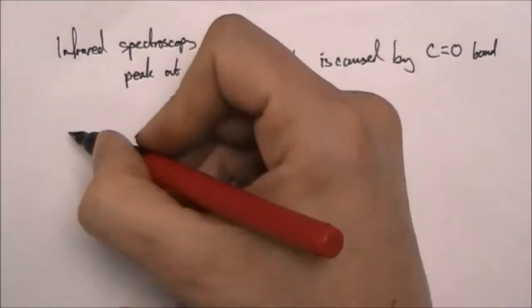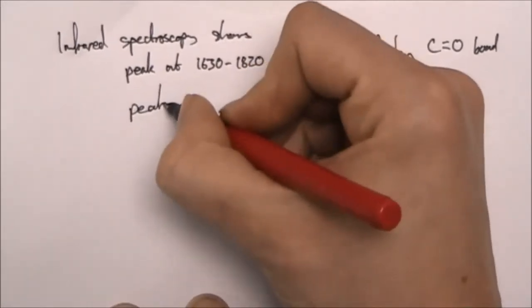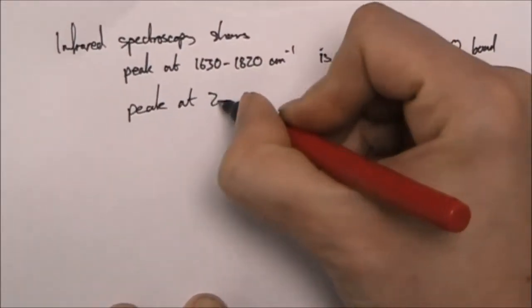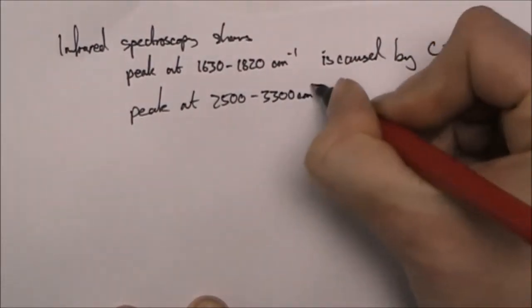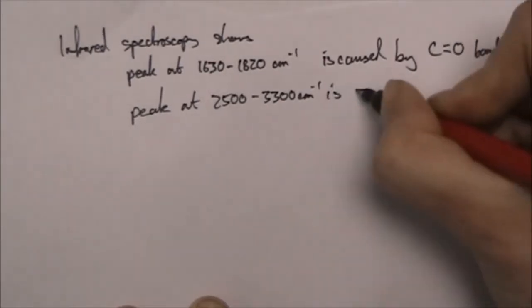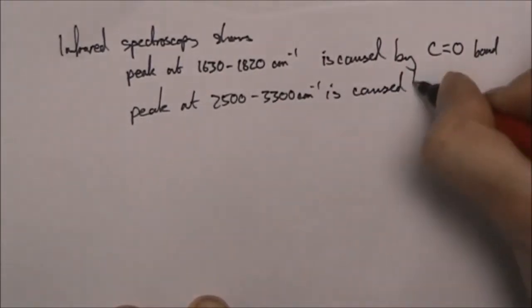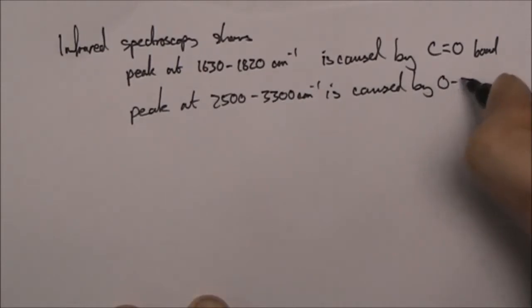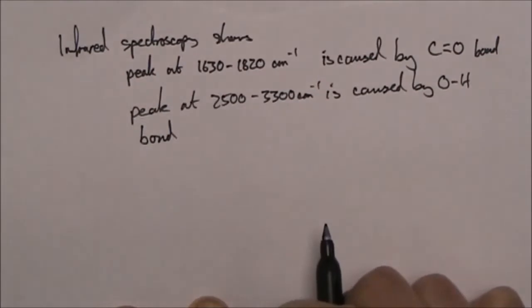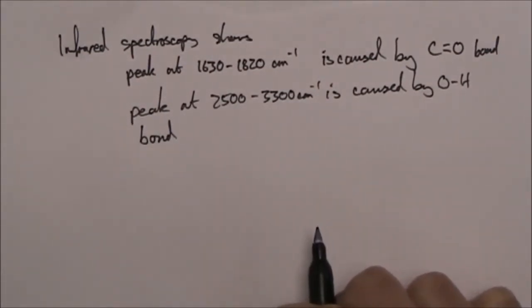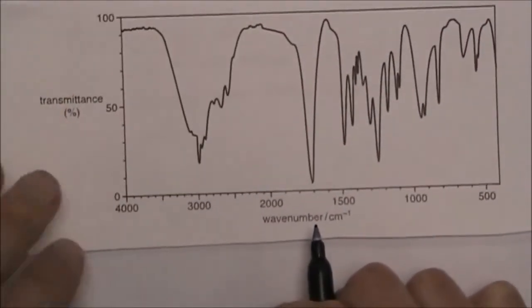And then I'm going to go: a peak at 2500 to 3300 centimeters to the -1 is caused by an OH bond. Now there are 2 OH bonds that we could turn up there, and this is really important. If you have a look at your data sheet, you'll notice that there's one which could turn up at 3200 to 3600.